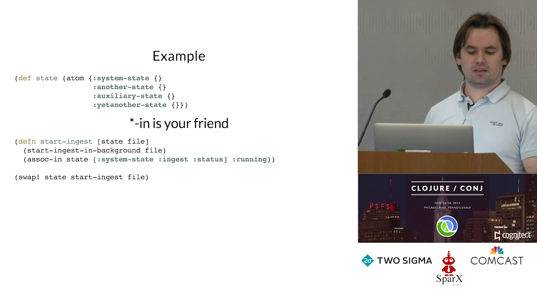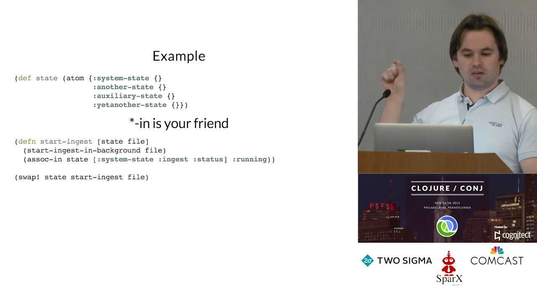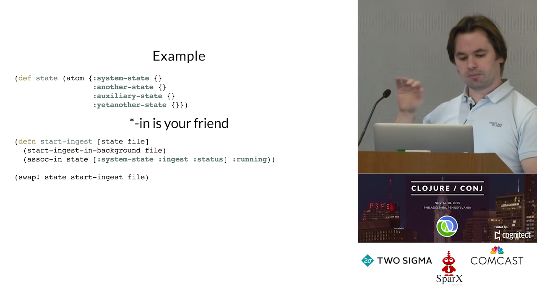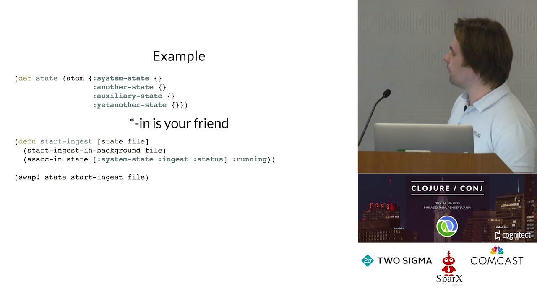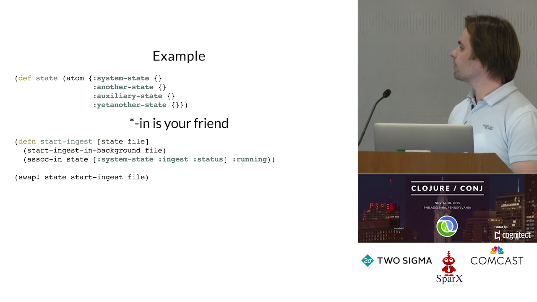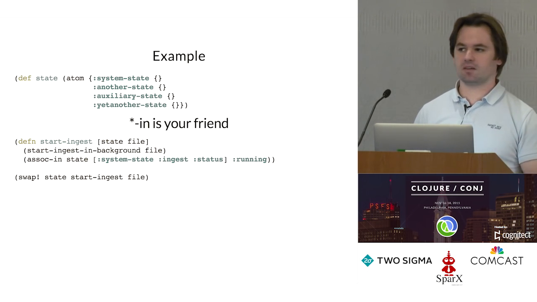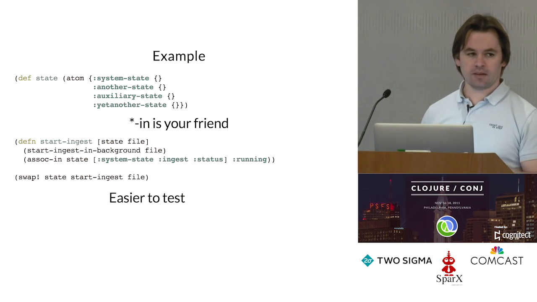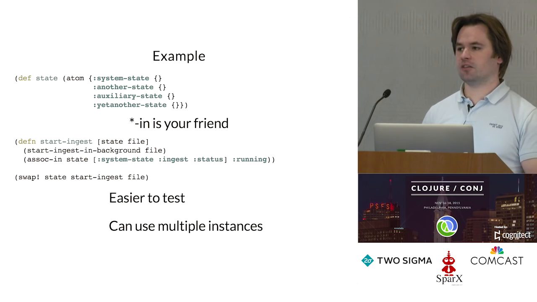But what you can see is that in the end, you can use a swap over the actual state atom, and you only have one atom, and provide that the start ingest function and the file parameter. And this should make it easier for developers to reason about what happens in the system. It's easier to test. And, for example, you can use multiple functions.